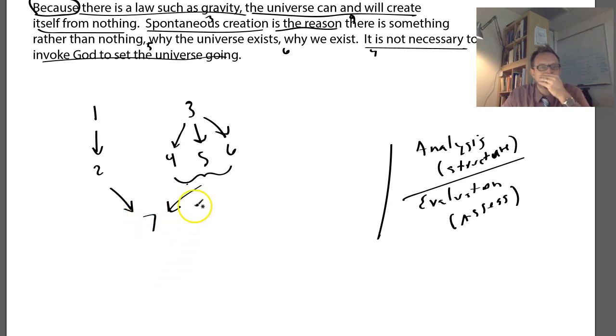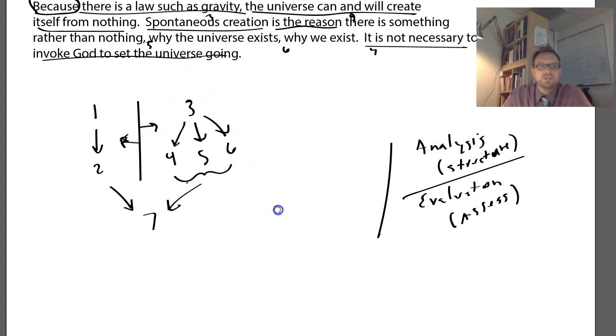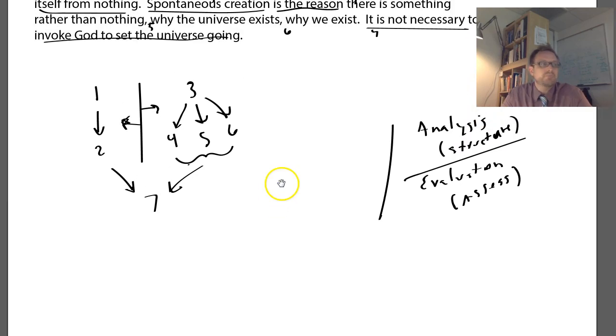Here's number 7. So we have an argument structure in which really there's 2 sides of the argument that are being supported. The conclusion is being supported on the one hand by all of this business about the law of gravity and the universe creating itself from nothing. And then on the other hand, we have this argument about spontaneous creation, which these are not really the same thing, though there is a sort of relationship to them. Okay, so that's the last example of giving the argument.